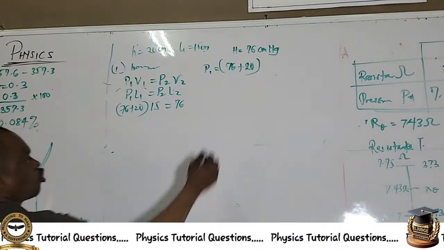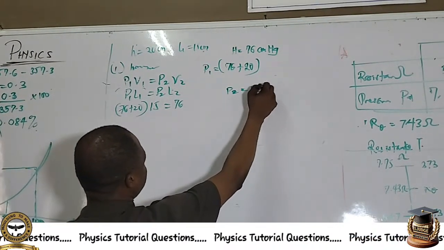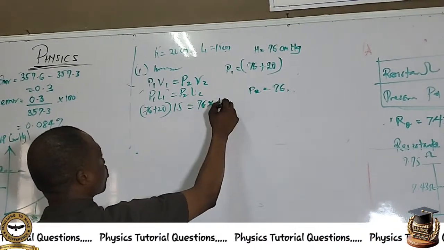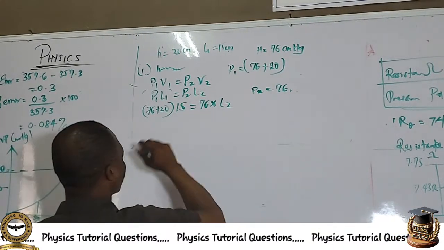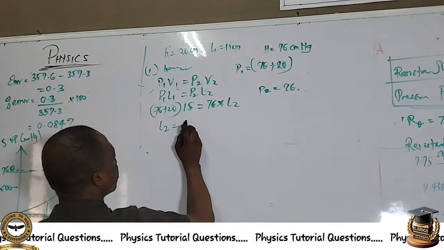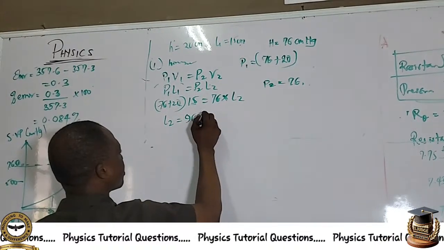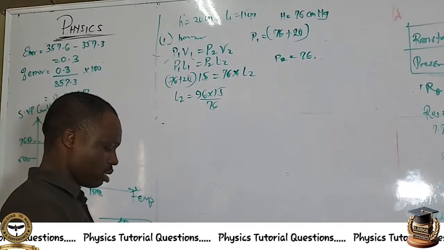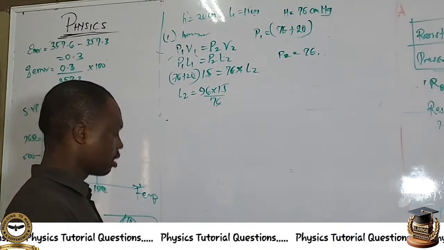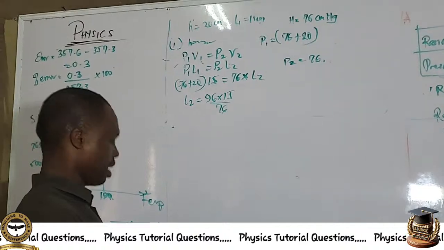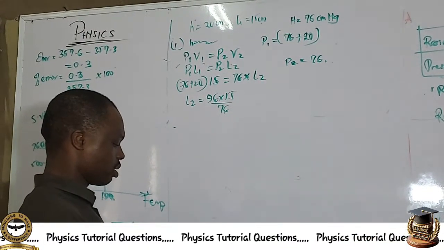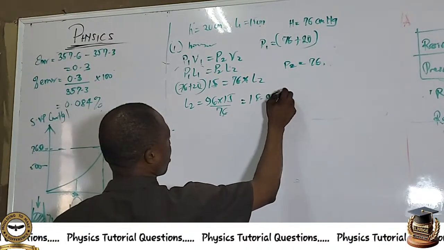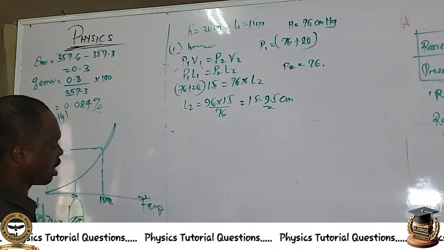That means P2 equals 76. So 76 times L2, which is what we are looking for. So in this case, L2 equals 76 plus 20, that's 96, times 15 divided by 76. If we press that in our calculator, 96 times 15 divided by 76, this gives us 18.95 centimeters. So that's the length when it is held horizontally.